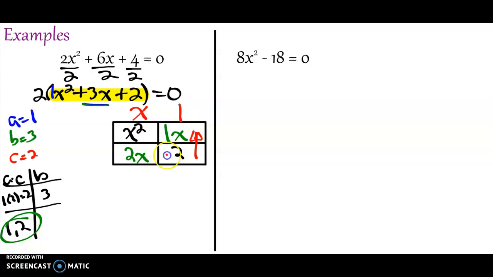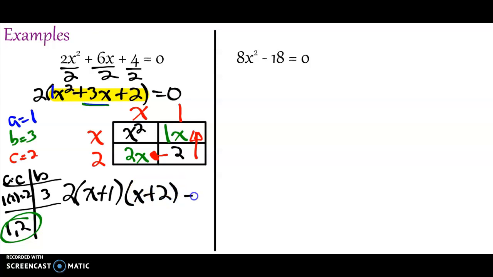And then we go to the sides. X squared and 1x is just x. 2x and 2 is 2. So we will rewrite as 2 times the quantity x plus 1, because 1 is positive, and then x plus 2. Set it equal to 0. Now we're ready to solve. We set both binomials equal to 0. So with the first binomial, x plus 1 equal to 0.